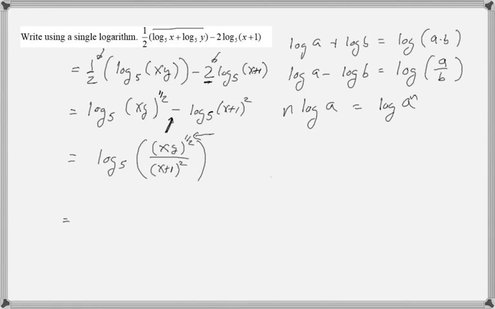One other thing that you might do here is the exponent of 1/2 in the numerator could be thought of as a square root. This could be written as log base 5 of the square root of xy all over x plus 1 quantity squared.